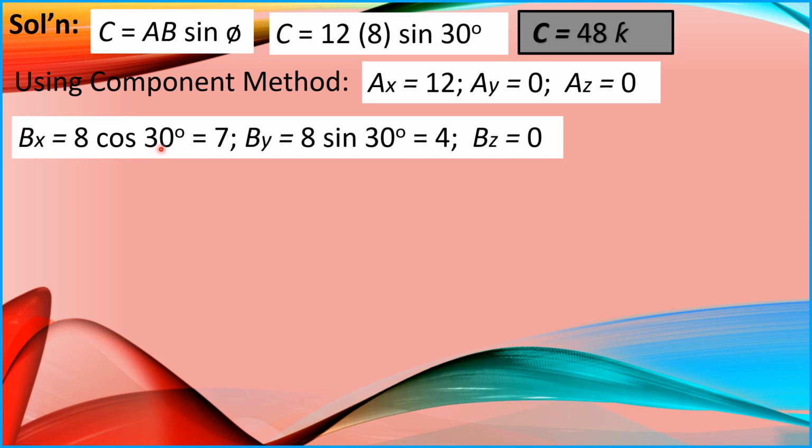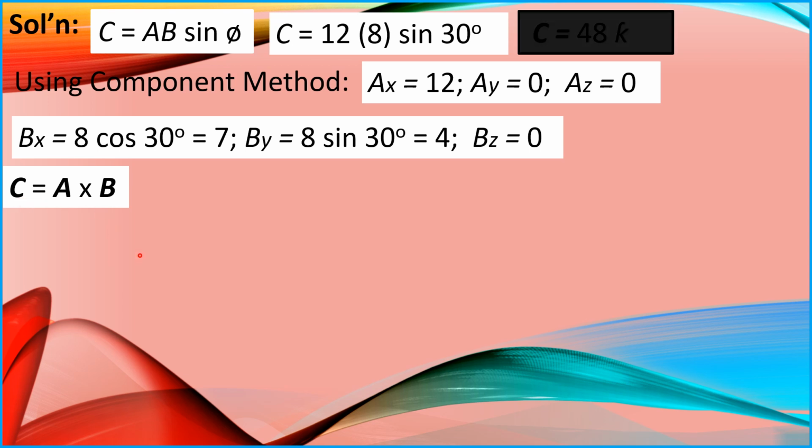Cosine 30 degrees is 0.866, multiplied by 8, we get about 7 units. The y component is equal to 8 multiplied by the sine of the angle 30 degrees, which is 0.5 times 8. That gives us 4 units. It has no z component, so that means bz is equal to 0. So we now proceed in getting the vector product. We label it as vector C in bold letter.